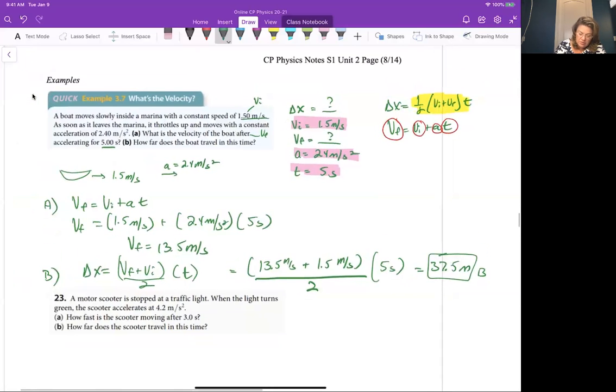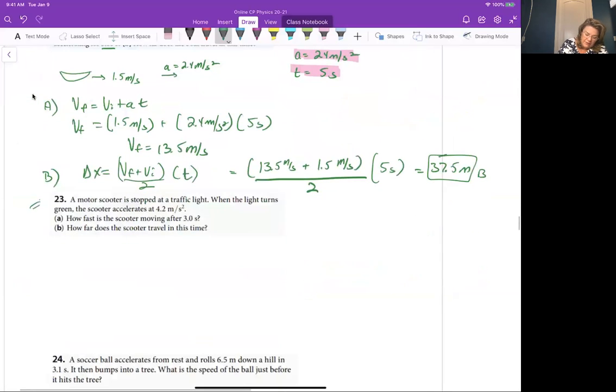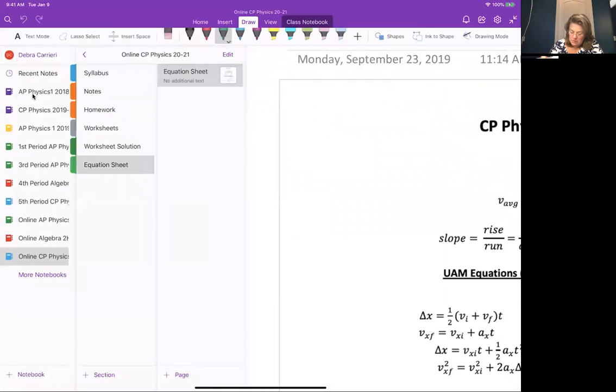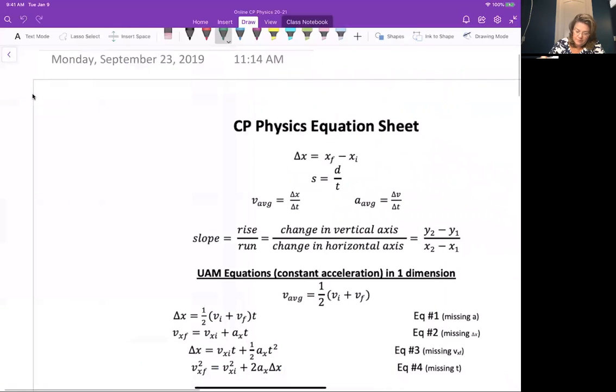So what I want you guys to do is try using the 5, 4, 3, 2, 1 approach. 5 variables, 4 different equations. Those equations are on your equation sheet, which are located right here. There they are. And I've basically plugged this into here. Okay, that is the definition of average velocity. So there's your equation sheet.